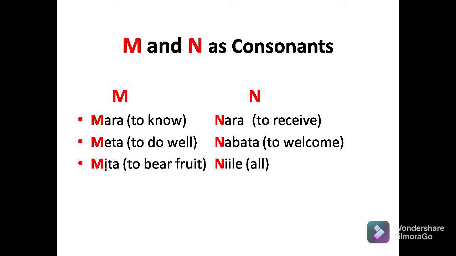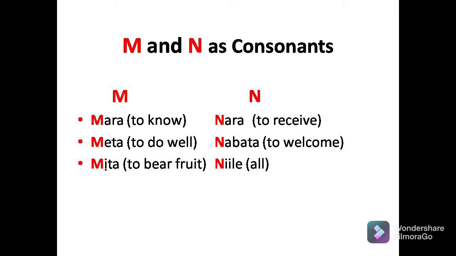The first one we have is mara. Mara means to know. You see that we have a vowel coming after the letter M. The next one is meta. Meta means to do well. We have meta, which is the next one. Meta means to bear fruit.